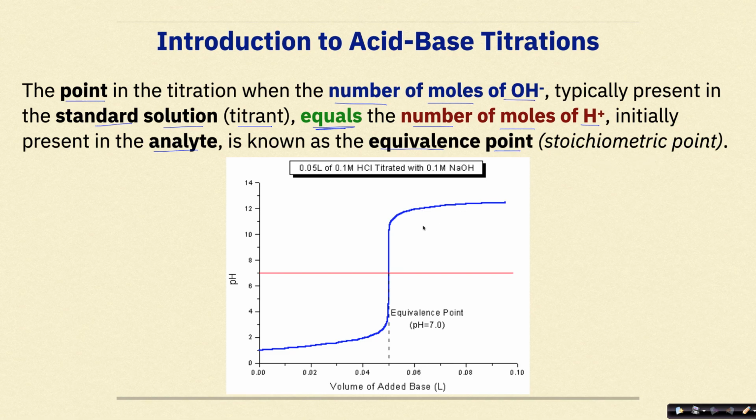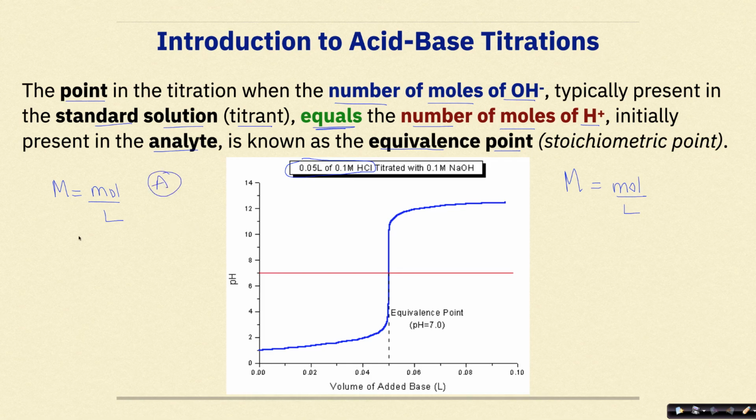Now, what do we mean by equivalence? We see the number of moles should equal each other, but how do we know this? Well, we go back to our good friend, the molarity formula. So molarity is equal to moles over liters. I'm going to do that really quick on both sides as a reference point. And then I'm going to take this piece of information right here, and it says 0.05 liters of 0.1 molar HCl. So let's make this the acid side.